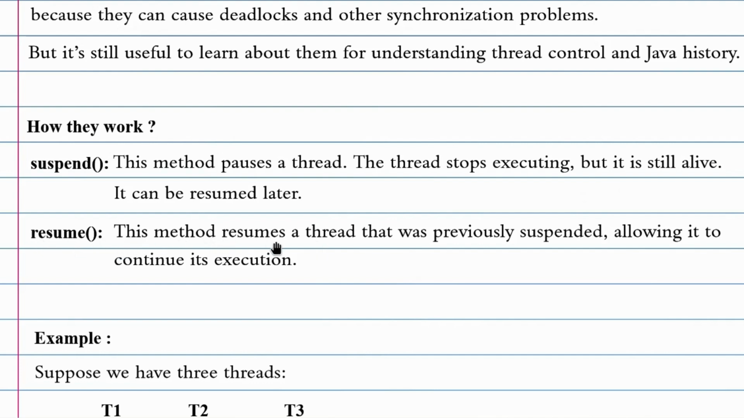The resume method resumes a thread that was previously suspended, allowing it to continue its execution. Previously we suspended a thread for some time, and now we want to resume that thread. So the resume method is used to put the suspended thread into the running state. The resume method allows the thread execution to continue again.